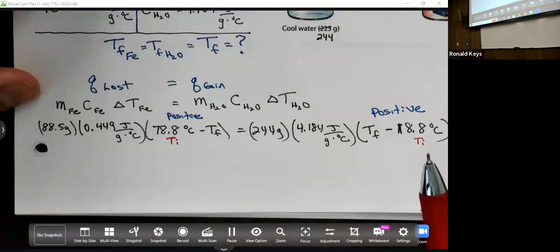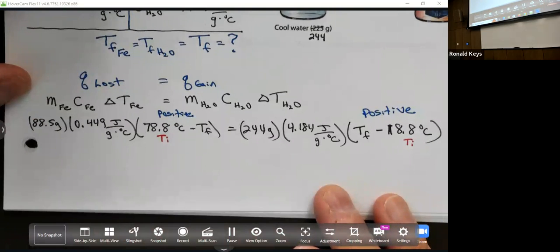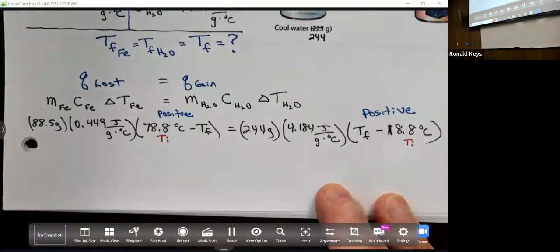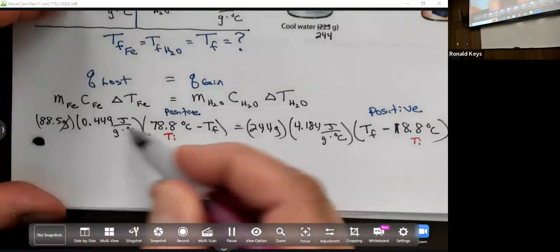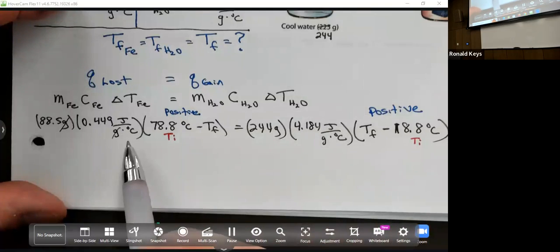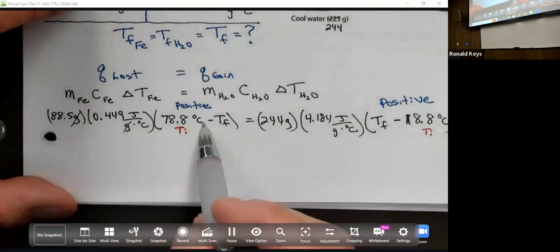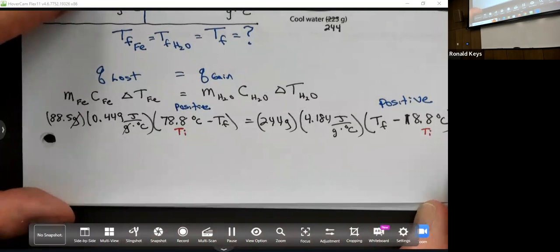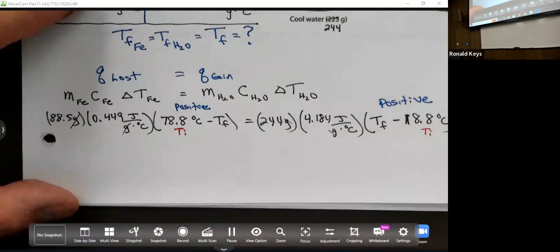Okay, let's do this. We can distribute that all the way through, but we need to crank this out, right? So let's crank this out. Grab your calculator. Let's make sure our units are going to cancel out. Grams are going to cancel out here. And we've got degrees Celsius with degrees Celsius. So we're looking good for our units.